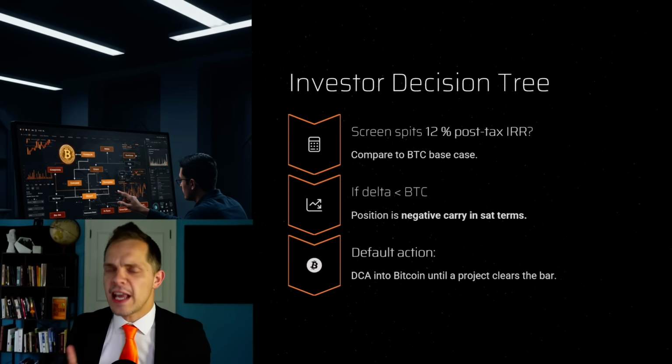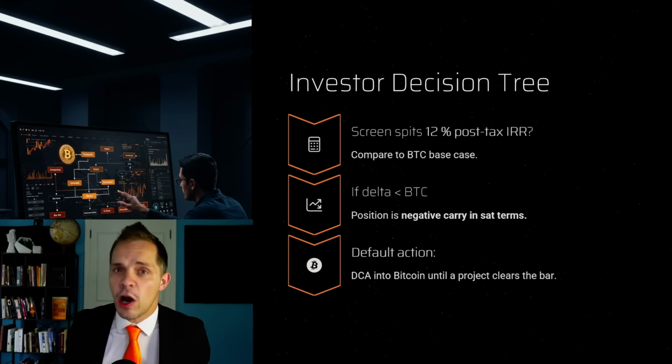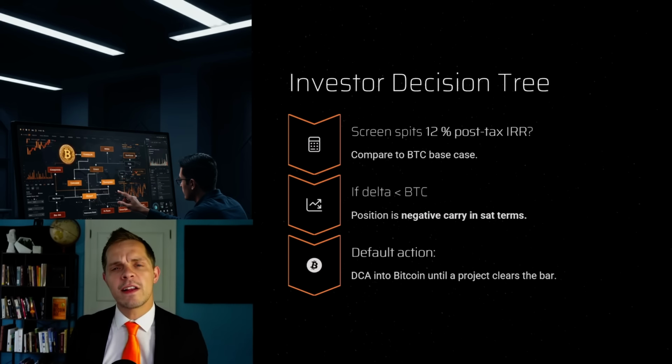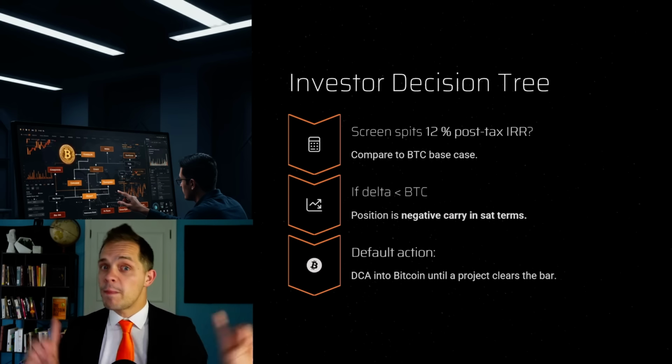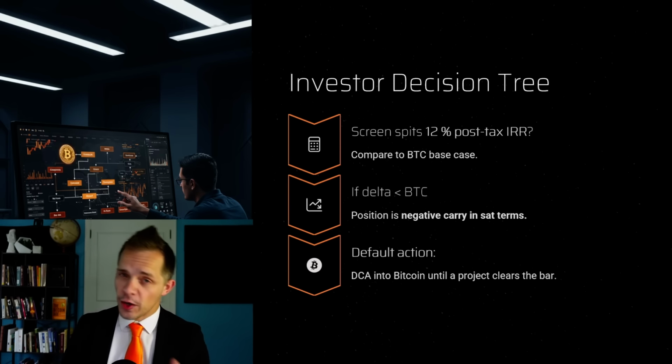Only ventures with asymmetric upside and genuinely uncorrelated drivers survive the audit. Everything else becomes an involuntary donation to the protocol's growing Gini coefficient. In short, beat the bar or keep stacking sats. Portfolio construction in one ruthless sentence.